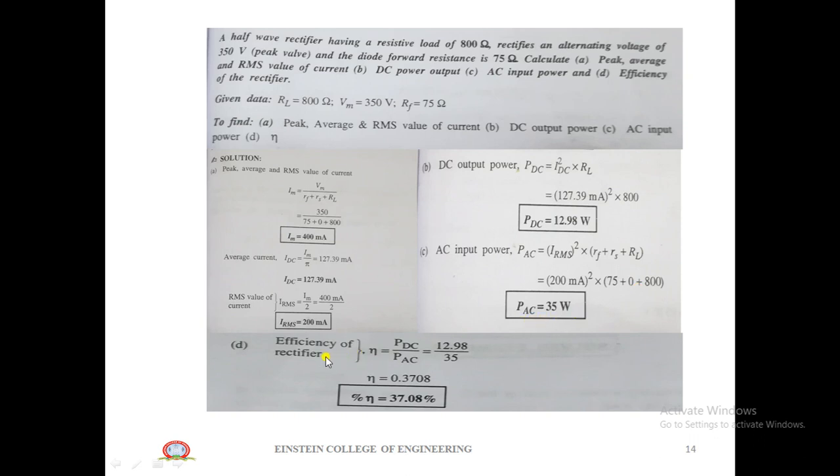Last one is the efficiency of the rectifier. Efficiency is PDC divided by PAC. We have found those values in the earlier equations. So substituting those values, we get efficiency equal to 37.08%. So in this video, we have studied the half wave rectifier, full wave rectifier and bridge rectifier.